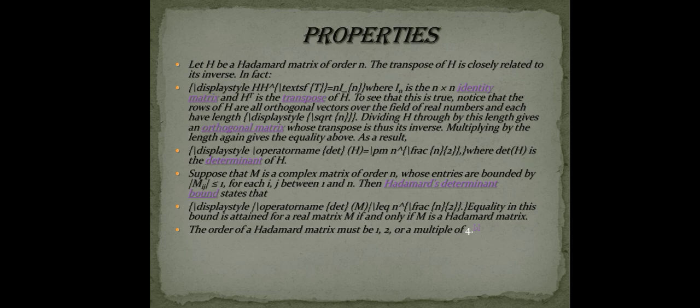As a result, suppose that M is a complex matrix of order n whose entries are bounded by absolute value of M ij less than or equal to 1 for each i, j between 1 and n. Then Hadamard's determinant bound states that the absolute value of the determinant of M is at most n to the power of n over 2. Equality in this bound is attained for a real matrix M if and only if M is a Hadamard matrix. The order of a Hadamard matrix must be 1, 2, or a multiple of 4.